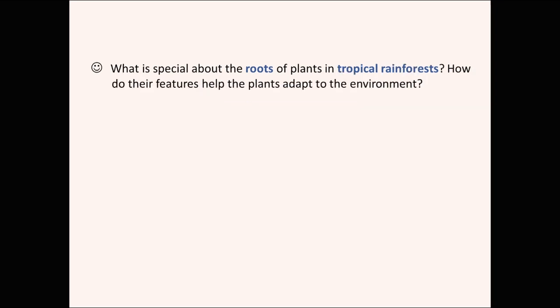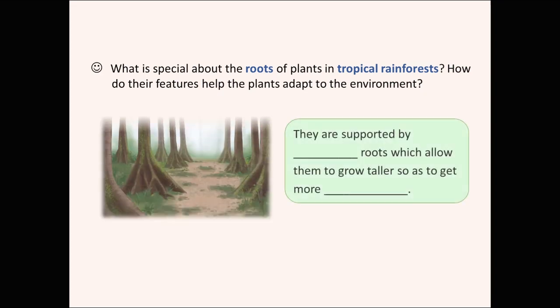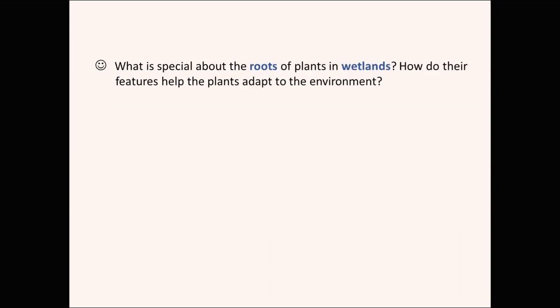How about the plants living in the tropical rainforest? What do their roots look like? And how do the features help the plants adapt to the environment? You can see in the picture, the plants living in the tropical rainforest will have buttress roots to allow them to grow taller and get more sunlight. How about the plants living in the wetland?